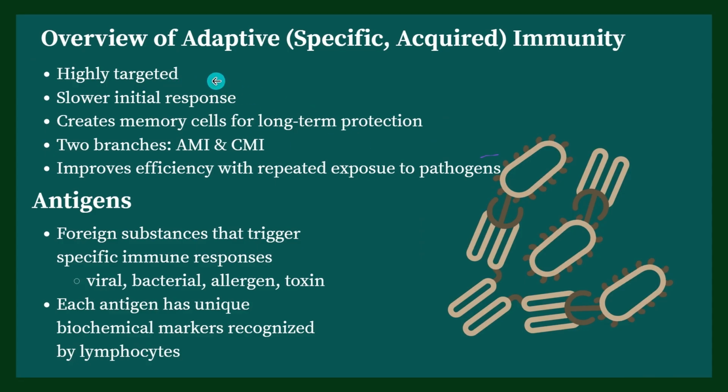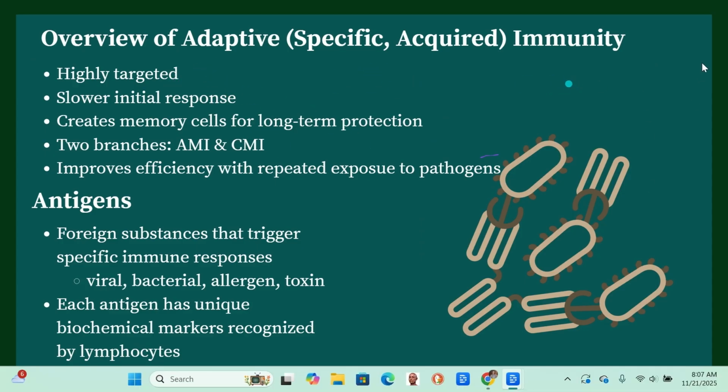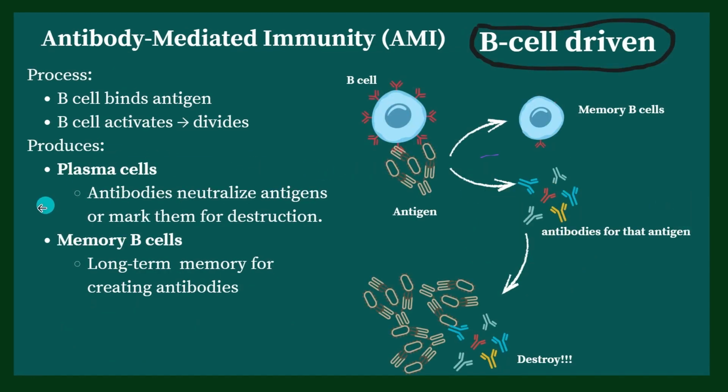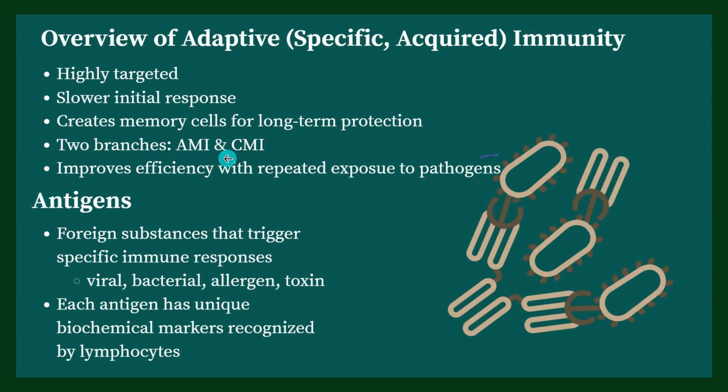Now let's go over adaptive, that is specific or acquired, immunity. We're going to be talking about two different pathways: antibody-mediated immunity and cell-mediated immunity. It is a slower response, but it gets better over time because memory cells are created to remember that specific pathogen.